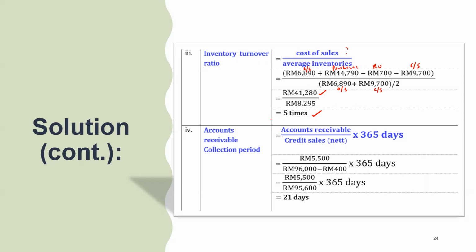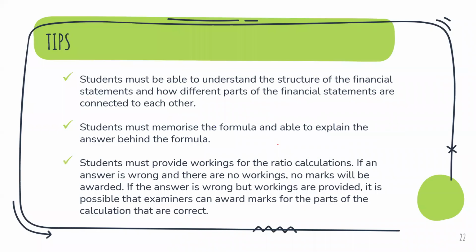Okay, the next ratio is the accounts receivable collection period. So the formula is accounts receivable. Accounts receivable should be the net accounts receivable after we have minus any bad debts, and divide by the net credit sales, and times 365 days. Because we are going to measure how long the business takes to collect its money from its debtors within a year. So the amount of accounts receivable and credit sales can be located here.